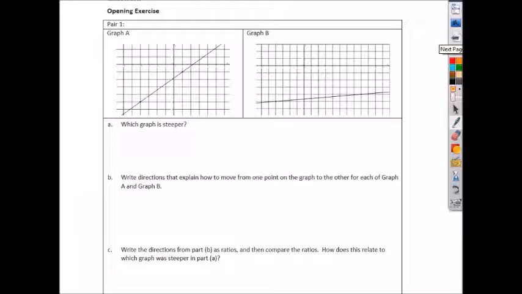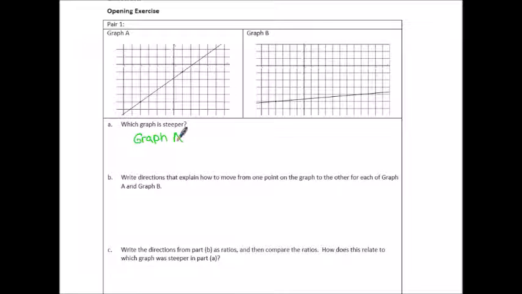So we have graph A and graph B, and question A is asking which graph is steeper. So take a look at them, and it's probably obvious that graph A is steeper. B, write directions that explains how to move from one point on the graph to the other for each of graph A and graph B. So let's look at graph A first.